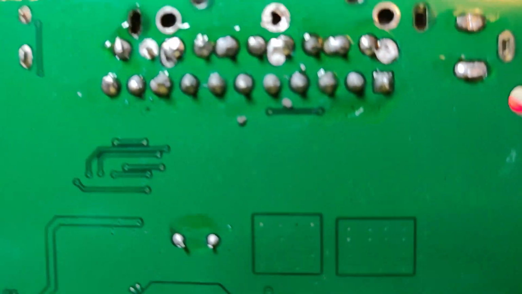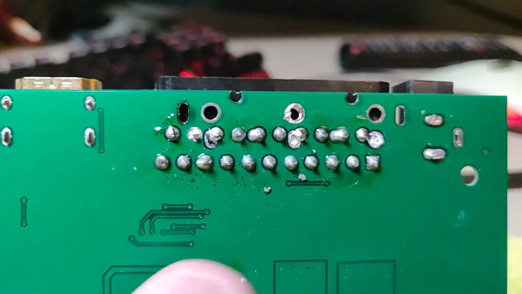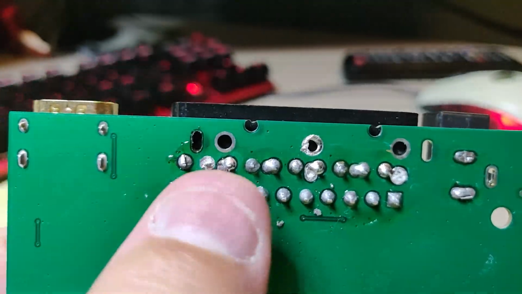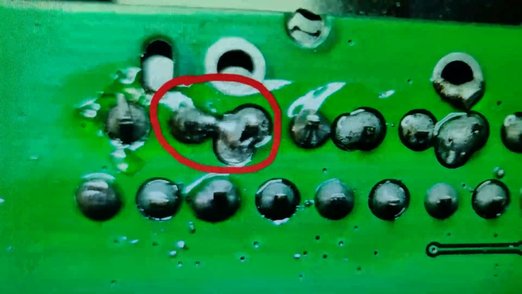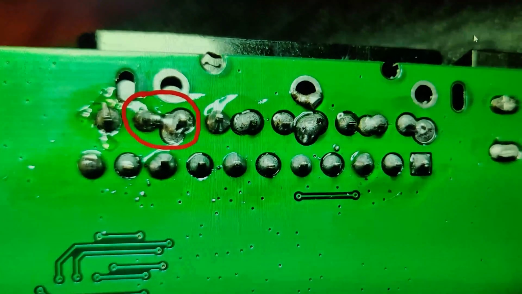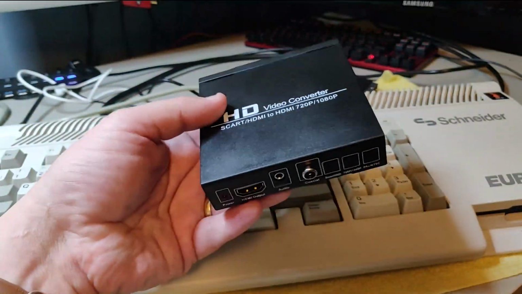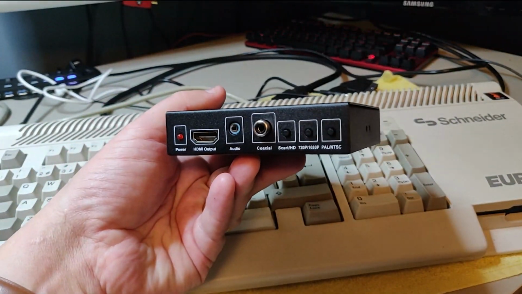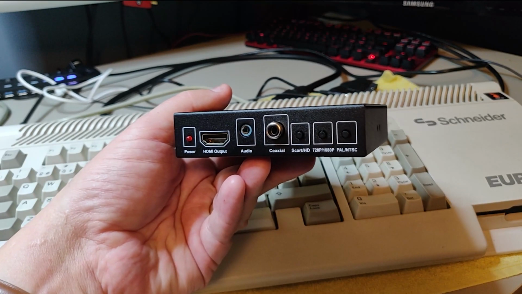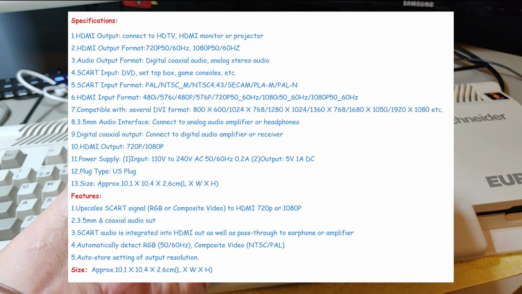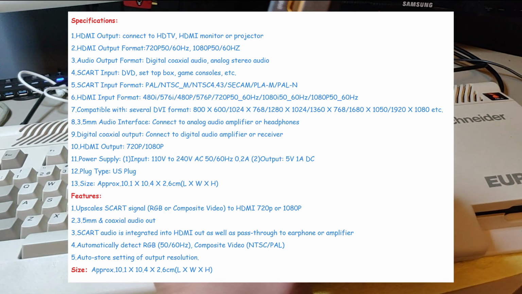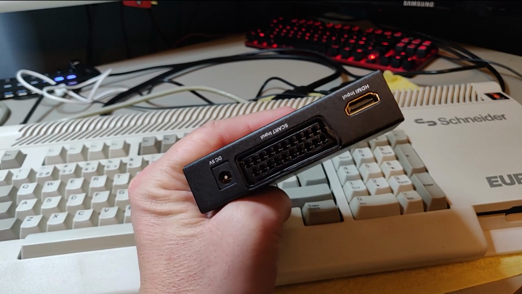You may also remember my video about the HDMI scaler I bought on eBay that was soldered so badly that it could not use RGB signal as a source. I have now bought a new HDMI scaler from eBay for about 20 euros. The seller claims that it supports all these resolutions and formats. Does it work with a SCART signal? Well, we'll test it now.